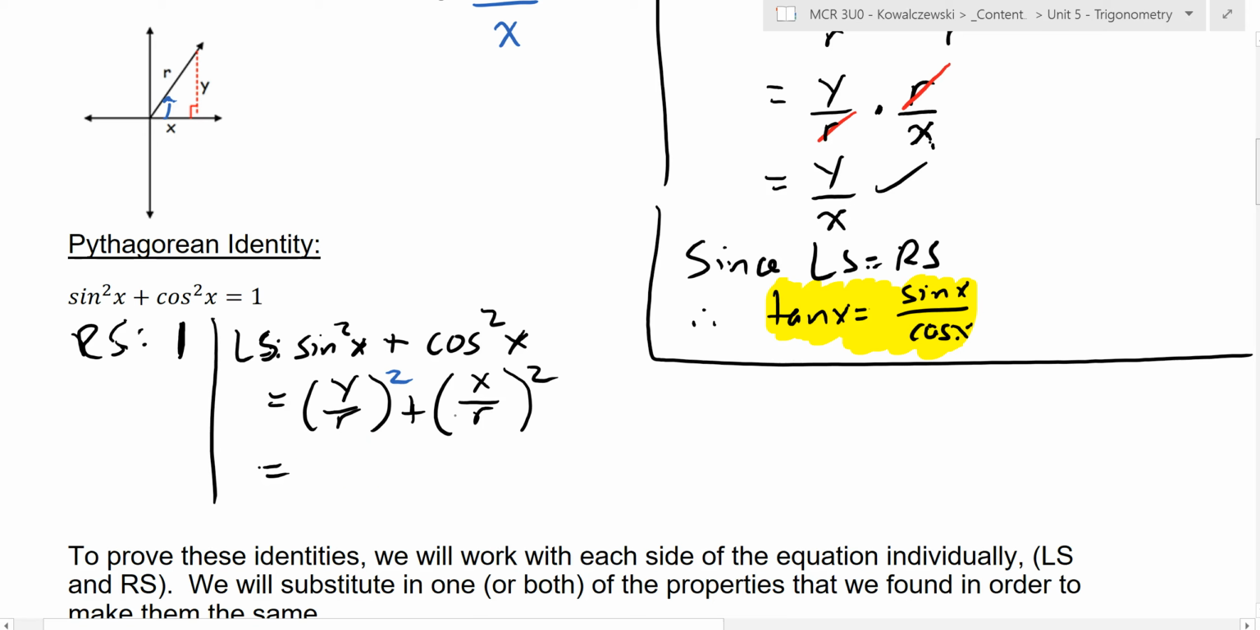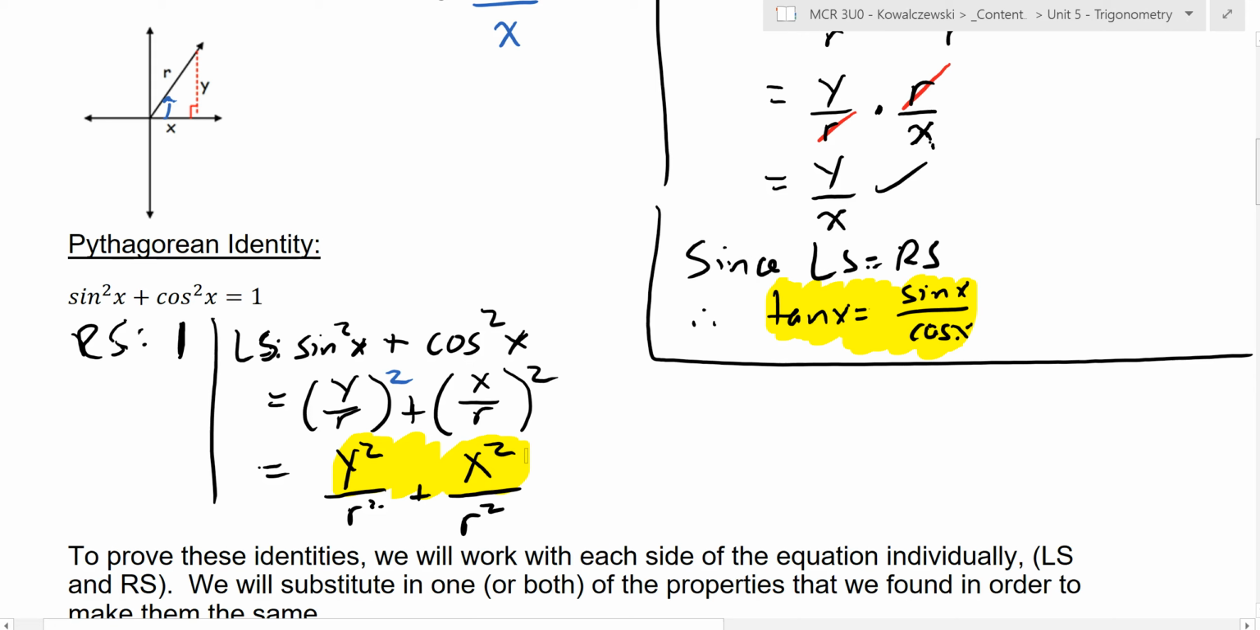Sorry about my pen. It's kind of annoying. So y squared over r squared plus x squared over r squared. So now I want to actually add those together. Now, luckily they have the same denominator, but here's my thing. If I add the numerators, I have y squared plus x squared.